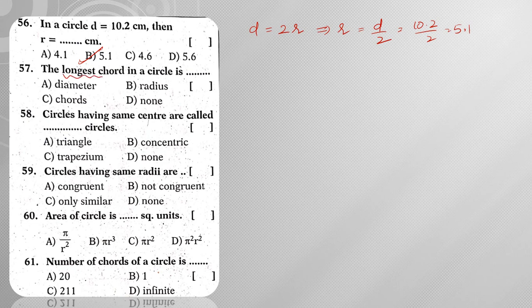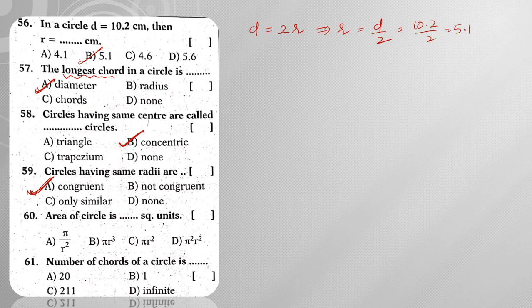Next, the longest chord in a circle is? The longest chord in a circle is nothing but the diameter. Next, circles having the same center are called as? If circles have the same center, then such circles are called concentric circles. Next, circles having the same radii are? If circles have the same radius, then we call those circles congruent circles.